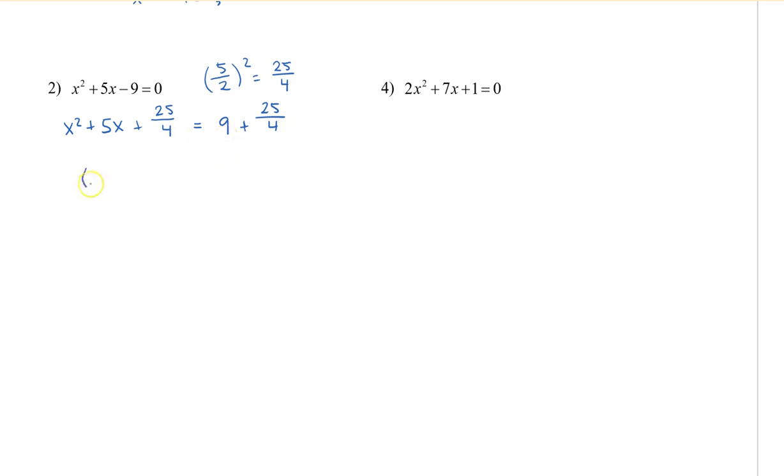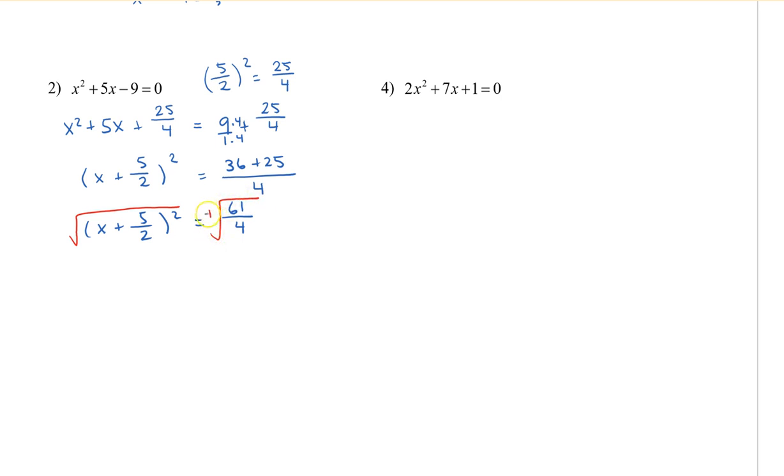So on the left, I'm going to factor. I get x plus 5 over 2, close my bracket, and that's going to be all squared. And then on the right side, I need to get a common denominator, which is going to be 4. So we can write this as 9 over 1 times 4 on the top and bottom. So I get 36 plus 25 all over 4. And let me just rewrite my left side. So on the right, I get 61 over 4 when I add 36 and 25. Square root both sides. Don't forget the plus or minus on the side without the variable.